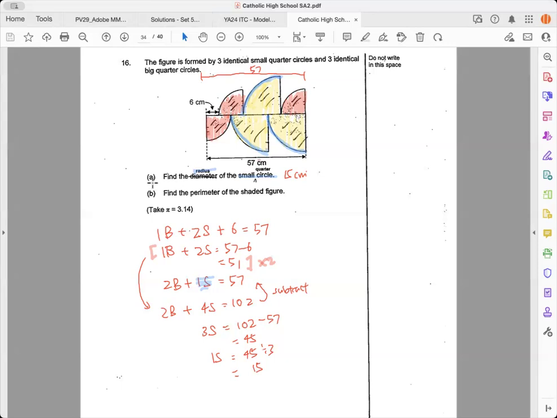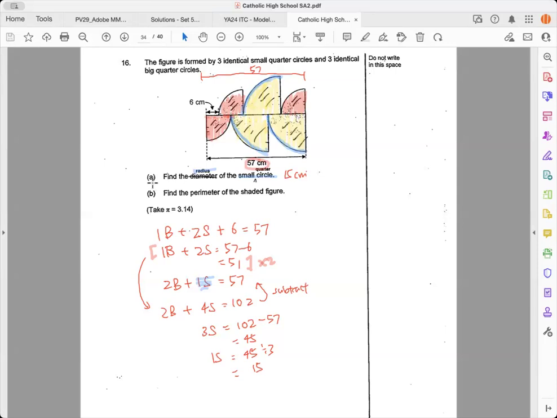So we can use 57, take away this, and then divide by 2, correct? If I use 57, take away the radius of a small quarter circle's radius, I divide by 2, I get the radius of one big quarter circle.